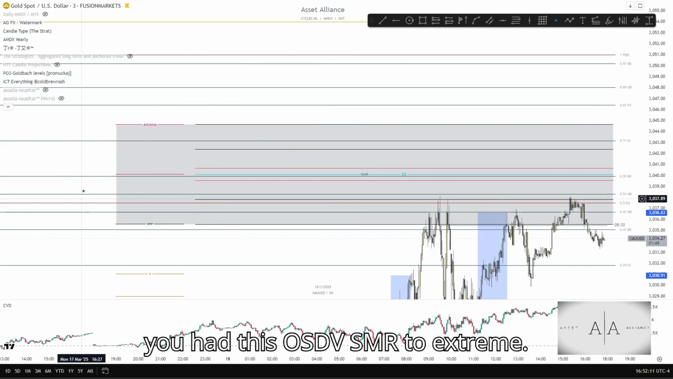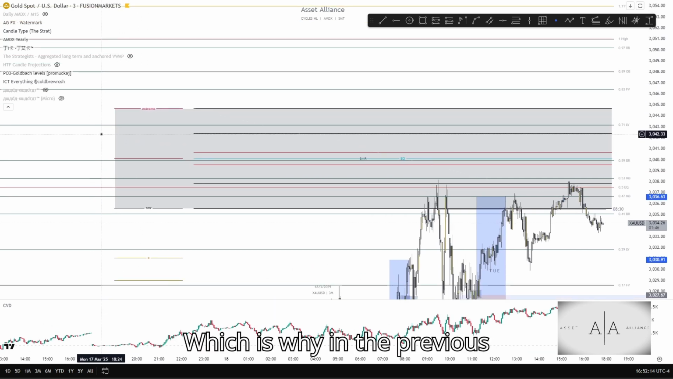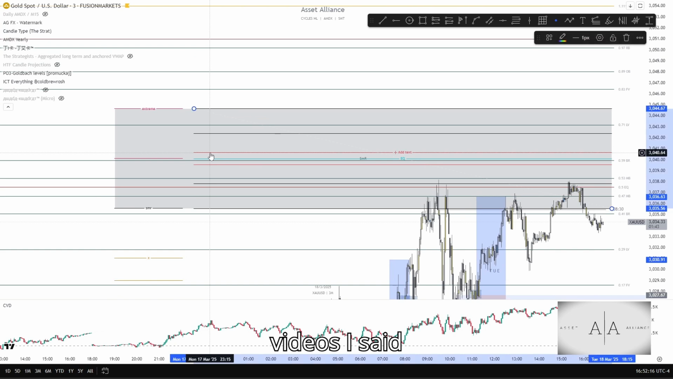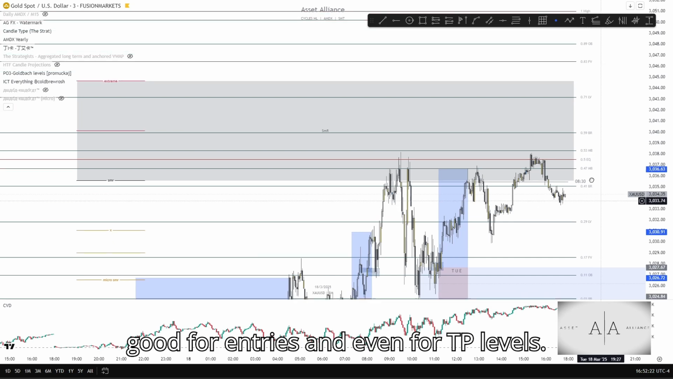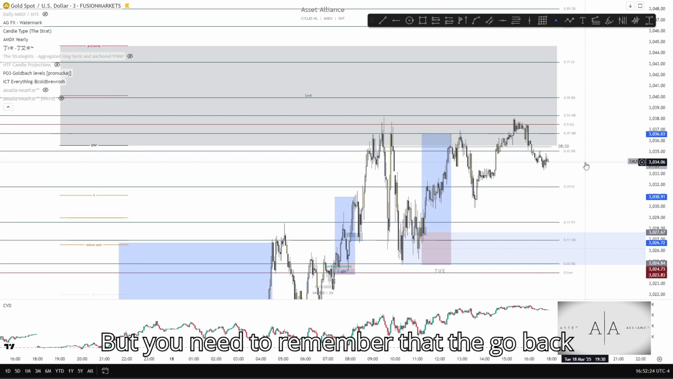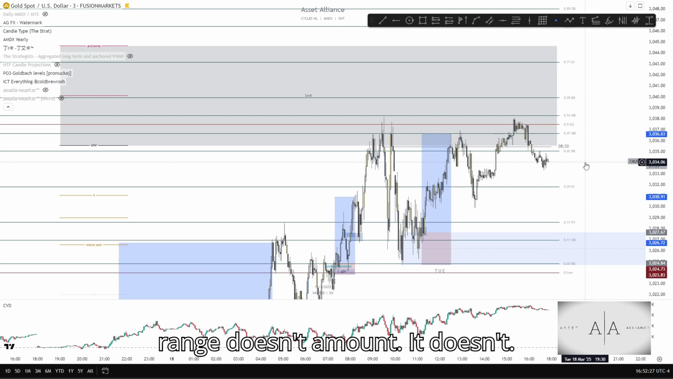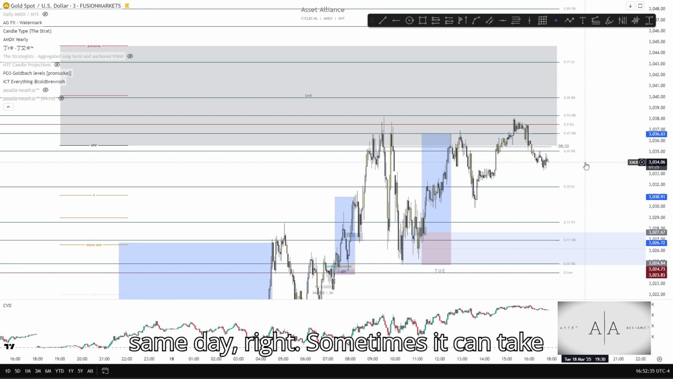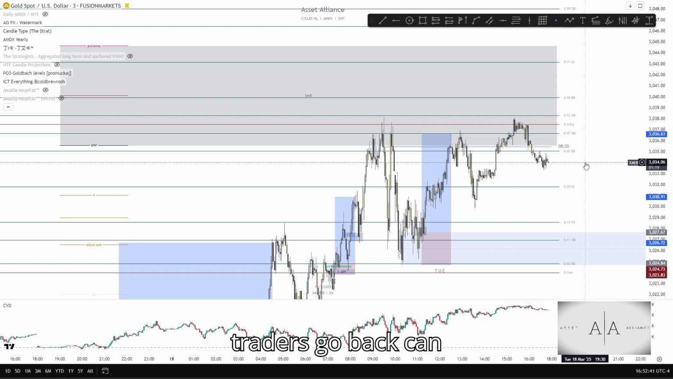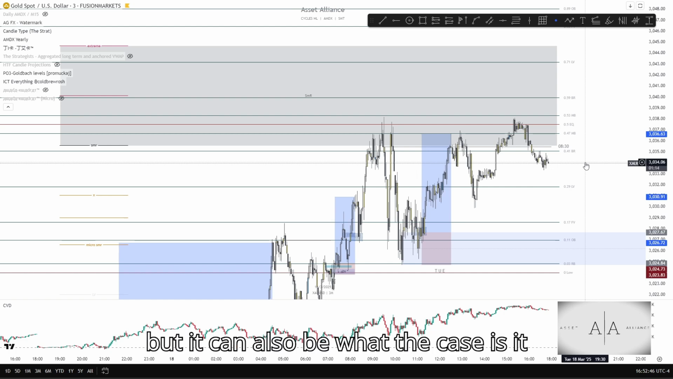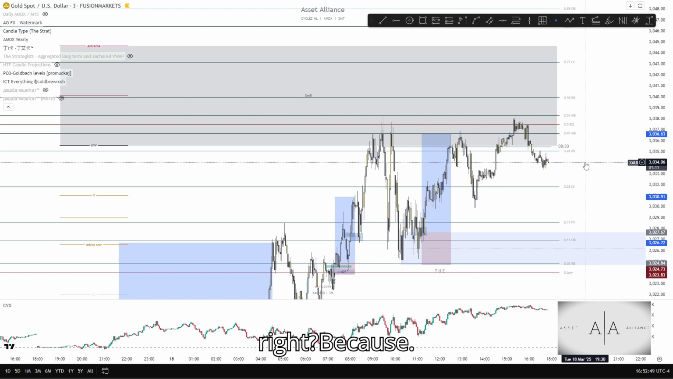It's because you had this OSTDV SMR to extreme, which is why in the previous videos I said that yes, the go back range is really good for entries and even for TP levels, but you need to remember that the go back range doesn't really calculate for price to get to an end of algo in the same day, right? Sometimes it can take 2 to 3 days. So for funded account traders, go back can be, yes, a golden tooth, but it can also be what decays it, right?